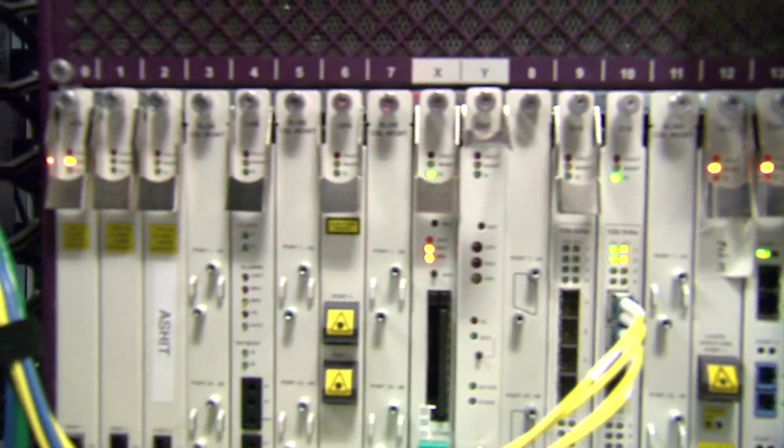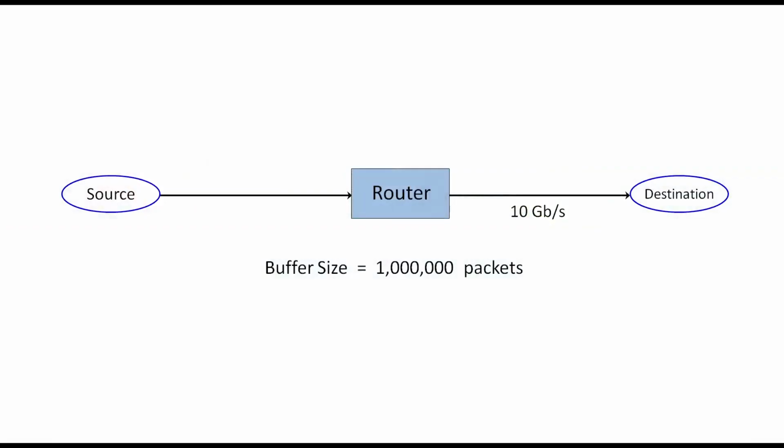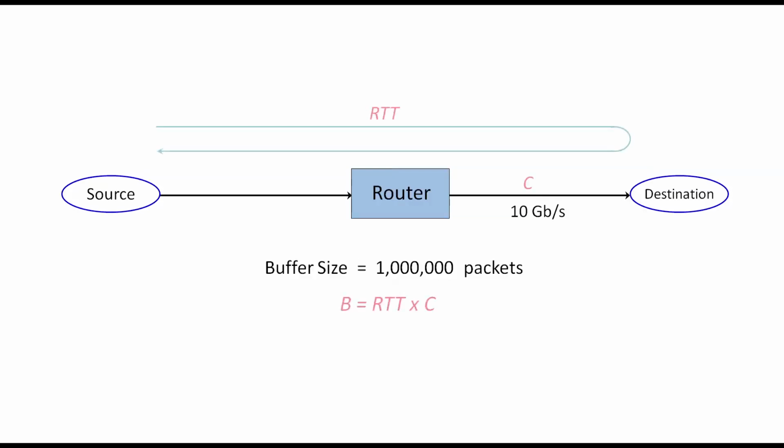High-speed routers in the backbone of the internet use very large buffers to store packets at times of congestion, which happens when packets cannot be sent out of a port as fast as they arrive. Today, a router's line card with a 10 gigabit per second interface is likely to have a buffer size of 1 million packets. This is based on a commonly applied rule of thumb, which requires a buffer size of RTT times C. RTT is the average two-way delay between traffic senders and receivers, and C is the output link bandwidth.